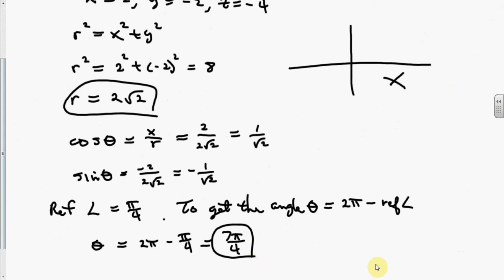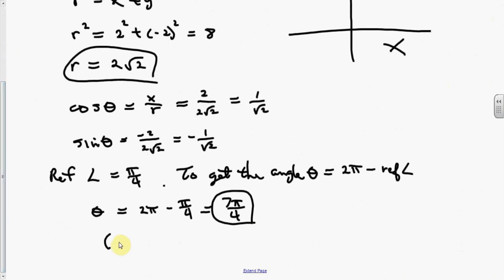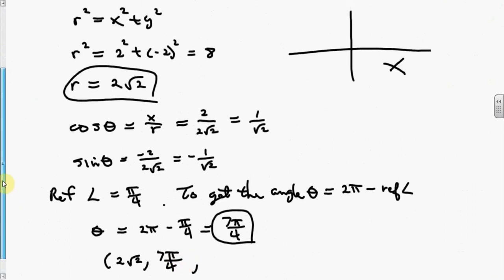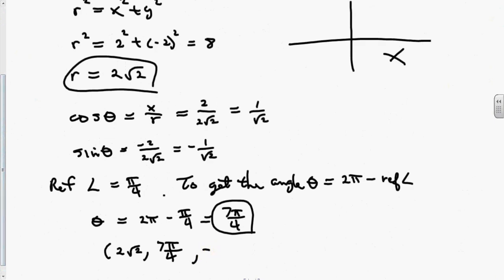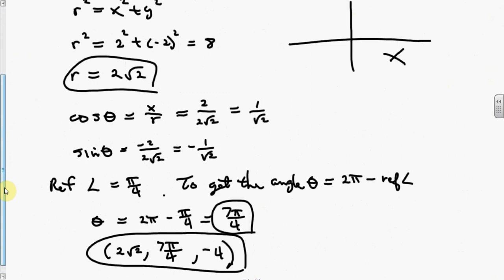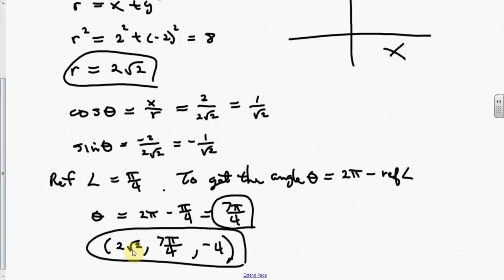If I had used tangent, I wouldn't have had to go through and look at cosine and sine. It all would have been right there in tangent, because tangent involves x and y. It's right there automatically. We get the same result. So r is 2 times the square root of 2, theta is 7 pi over 4, and z is negative 4. So you've gone from rectangular to cylindrical.